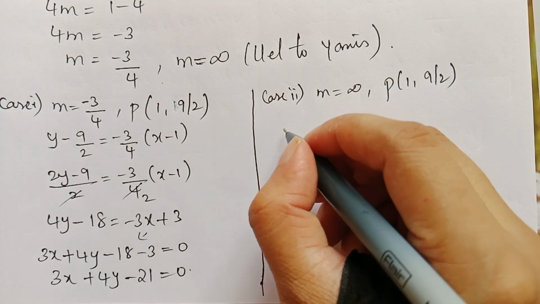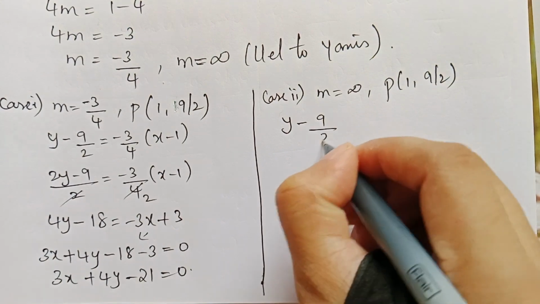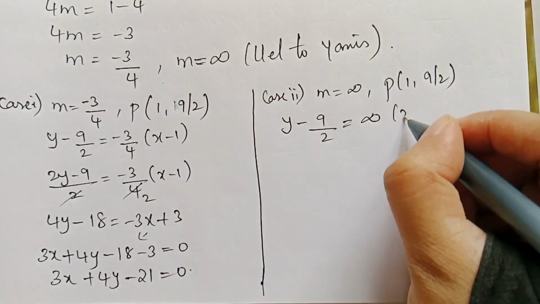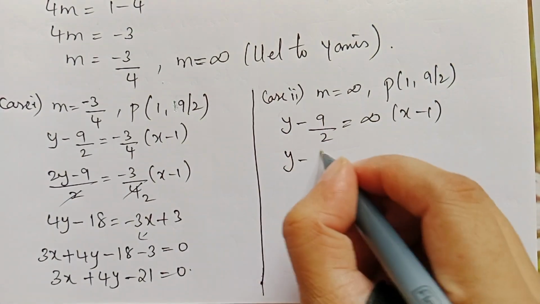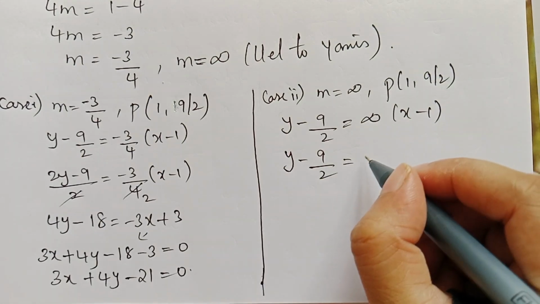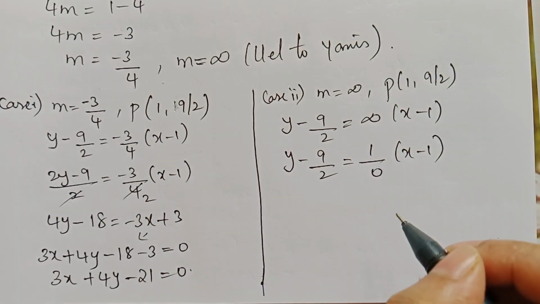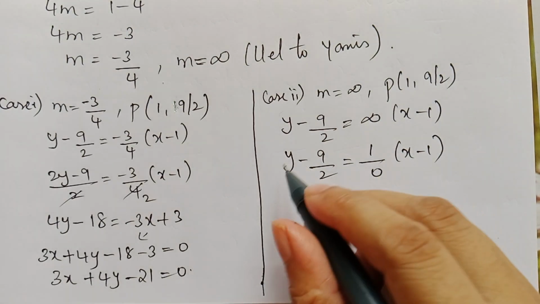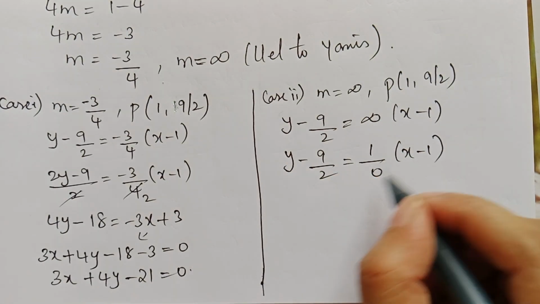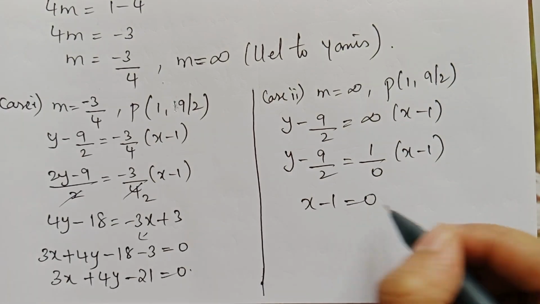And here it is y minus 9 by 2 is equal to infinity into x minus 1. Infinity can be written as 1 by 0. So it is into x minus 1. So this 0 multiplies, and this completely becomes 0. We'll be left with x minus 1 equals 0.